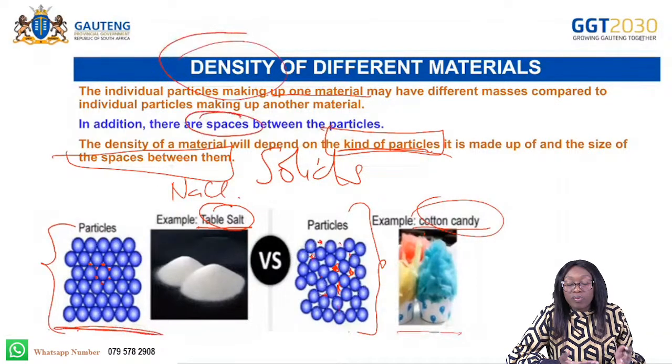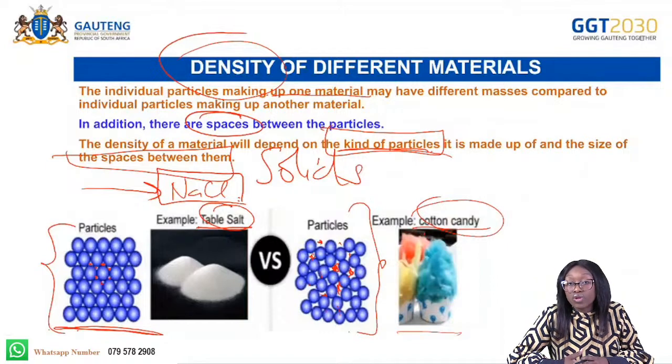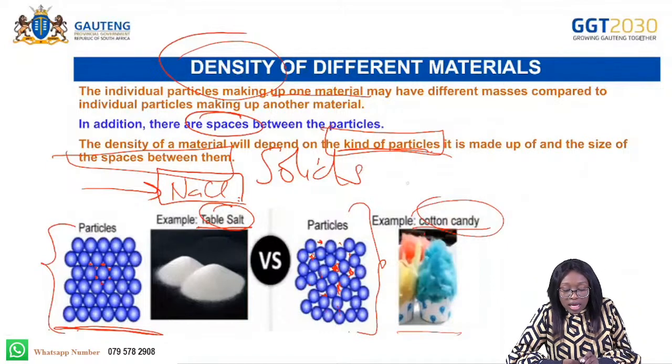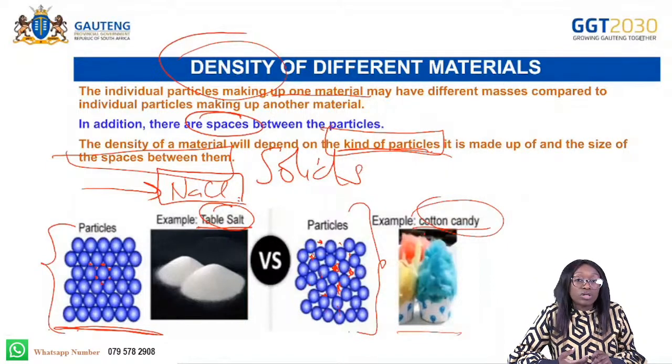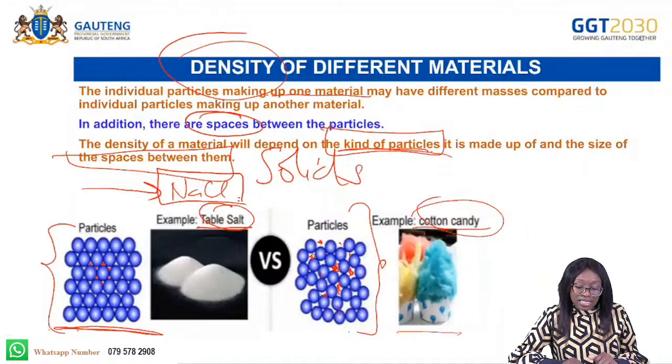Now the kind of particles is also different. Table salt is made of sodium chloride. Cotton candy is made of sugar, in which we've got carbon, hydrogen, and oxygen. So the type of particles is also different.